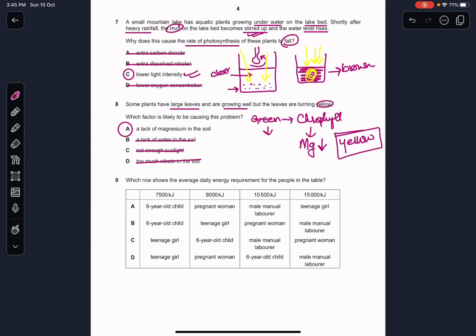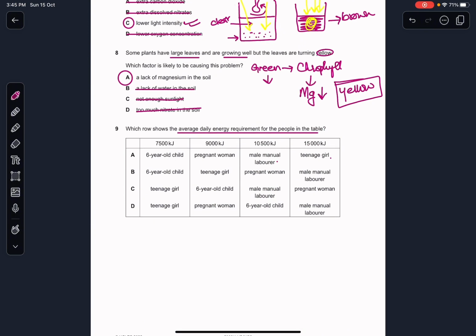Okay, next, which row shows the average daily requirement for the people in the table? Now, what people do we have? We have a 6-year-old, we have a pregnant woman, we have a male manual laborer, and we have a teenage girl. Now, the most amount of calories would be required by a male manual laborer. Why? Because the consumption of calories is the most, considering that the male manual laborer is doing the most of the heavy lifting. So the most amount of calories would be consumed by the male manual laborer.